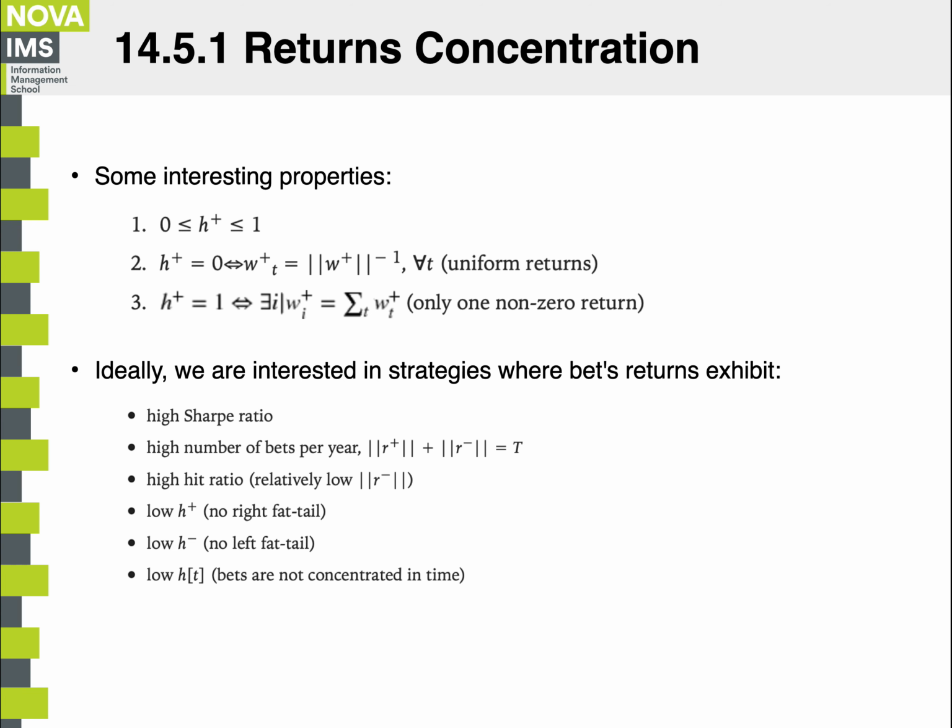These definitions have a few interesting properties. The first, h+ is between 0 and 1. The second one, we have uniform returns, and on the third one, we have only one non-zero return. So ideally, we are interested in strategies where bet returns exhibit high Sharpe ratios, a high number of bets per year, high hit ratios, low h+, low h-, and low hT. Bets are not concentrated in time.